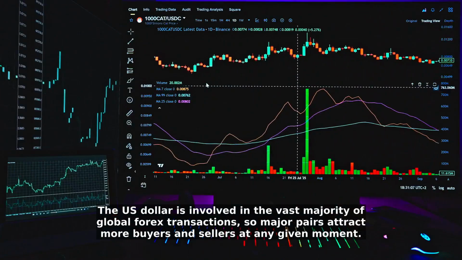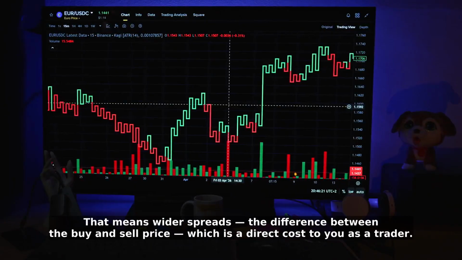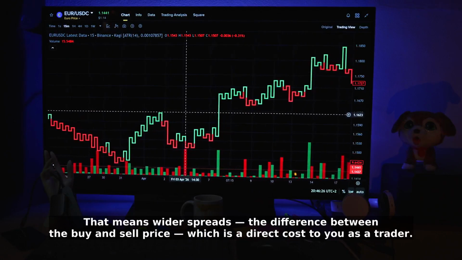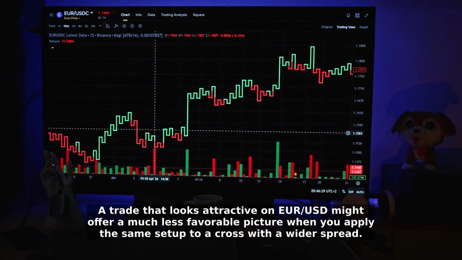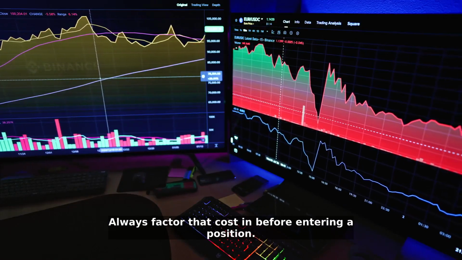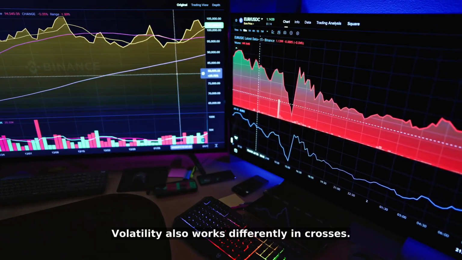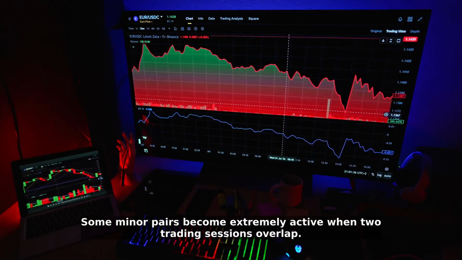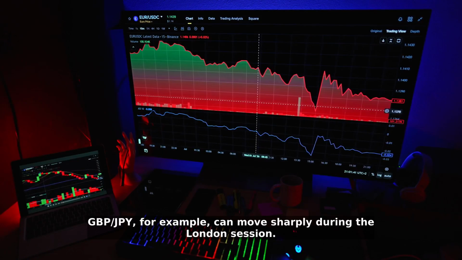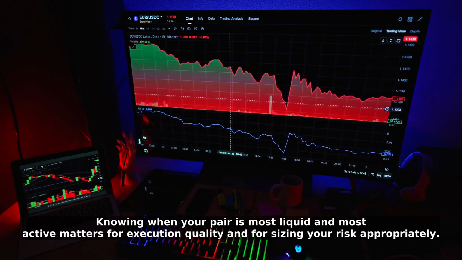The biggest practical difference between minor and major pairs is liquidity. The US dollar is involved in the vast majority of global Forex transactions, so major pairs attract more buyers and sellers at any given moment. Minor pairs trade at lower volumes. That means wider spreads, the difference between the buy and sell price, which is a direct cost to you as a trader. A trade that looks attractive on EUR/USD might offer a much less favorable picture when you apply the same setup to a cross with a wider spread. Always factor that cost in before entering a position.